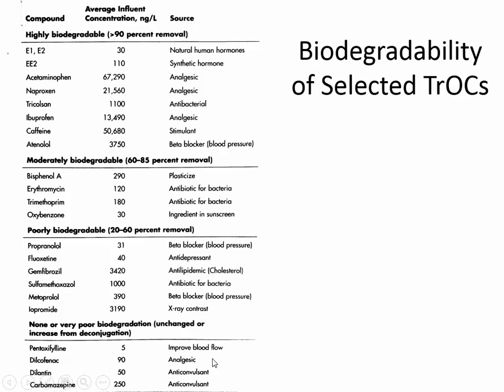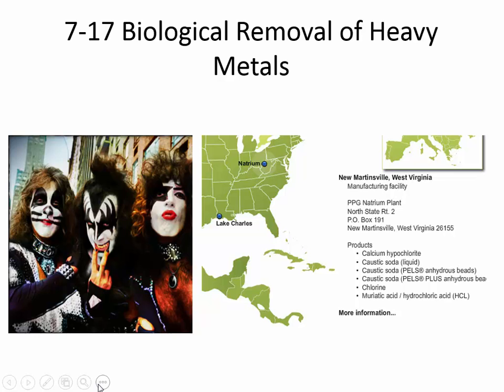So those are the ones that are going to be more problematic if they cause a mimicking effect in species downstream. Okay, lastly, heavy metals. You want to have biological removal of heavy metal. Here is a PPG chemical plant. It's in New Martinsburg, West Virginia. And it happens to be one of the largest contributors of mercury. They discharge really a lot of mercury into the Ohio River.